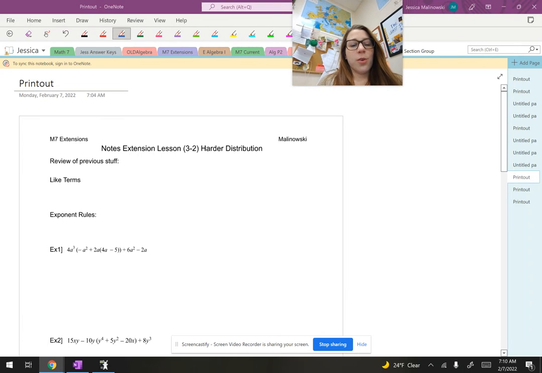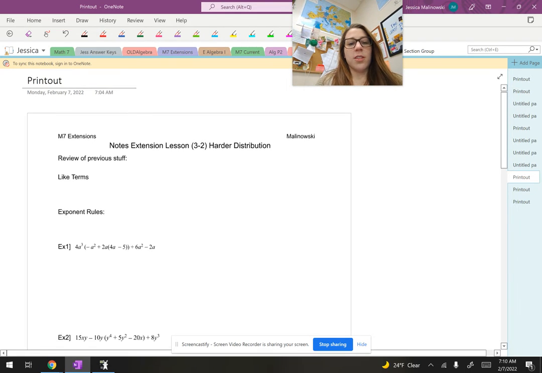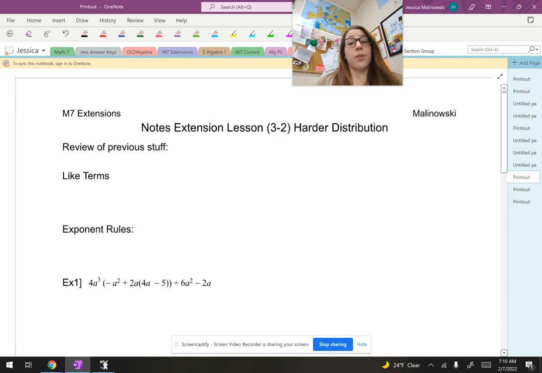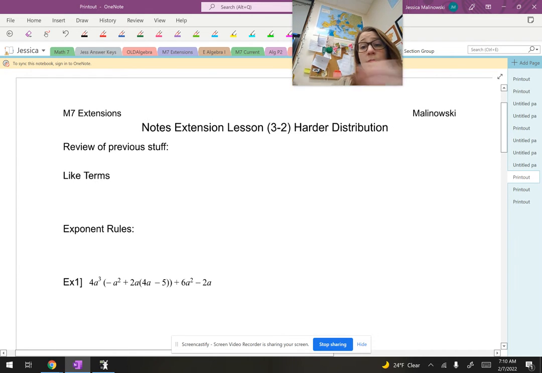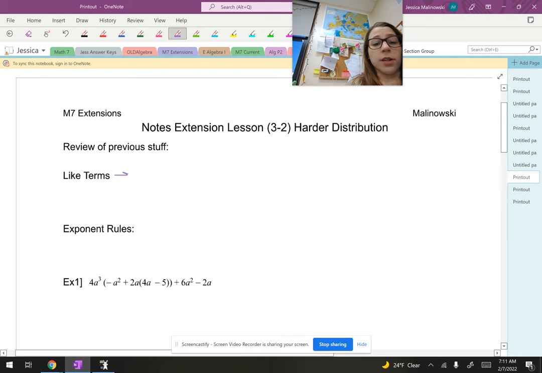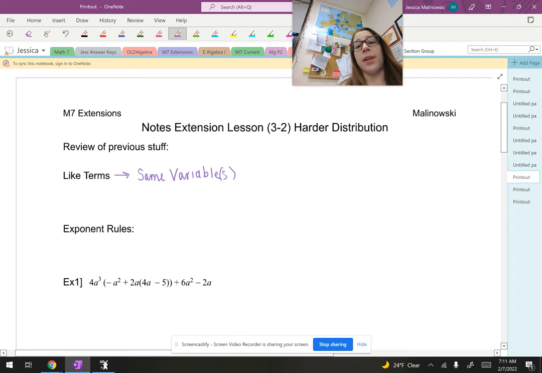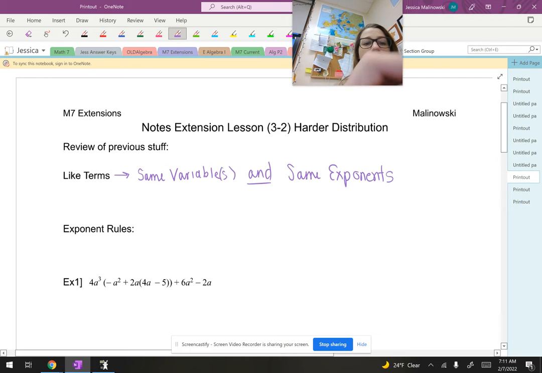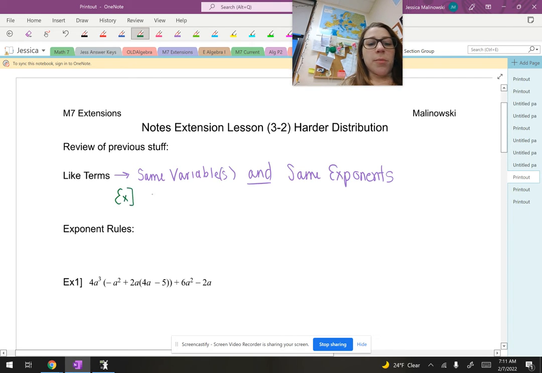All right. Hey, so today we're going to take a look at extension lesson 3-2, and it's just talking about harder distribution. So, just a brief review of some things that we have already learned. Like terms, remember, like terms need to have the same variables, one or two, xy is the same thing as yx, same variables, and those same exponents. So very, very important that we're remembering that.